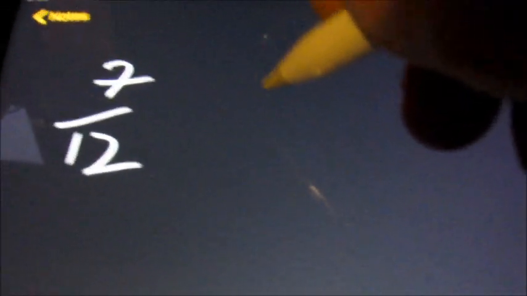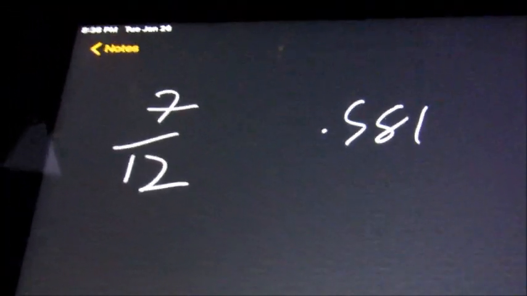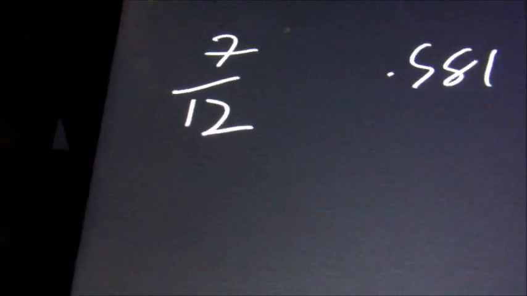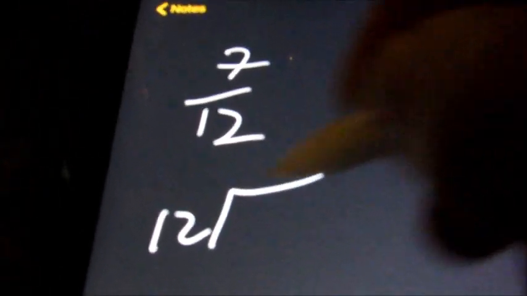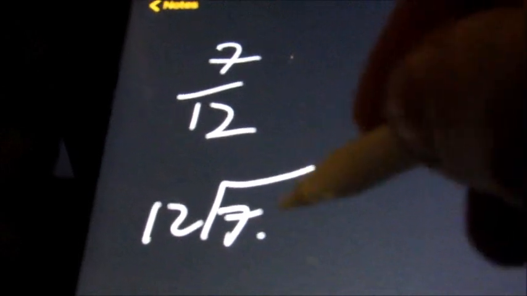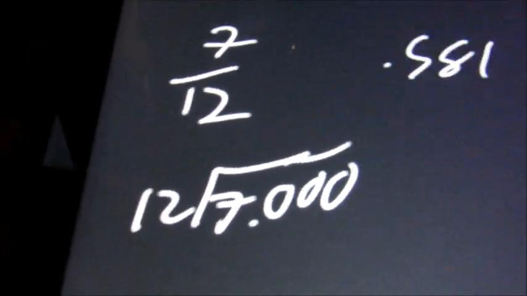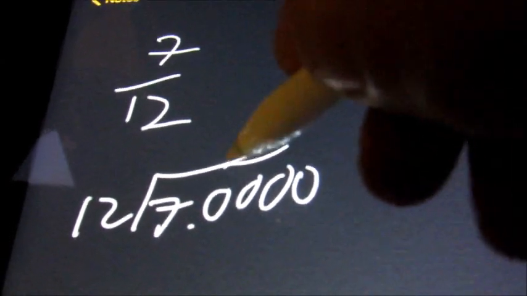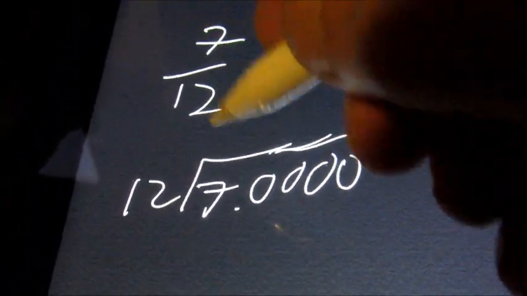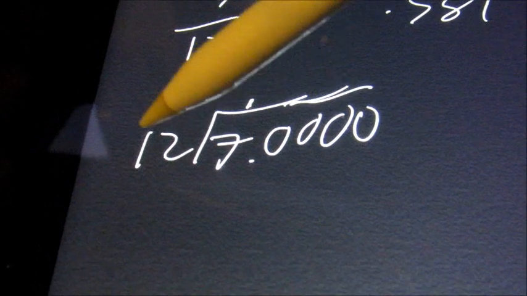Next, we're going to compare numbers. So say we have 7 over 12 and 0.581. So just like we did before, we're going to turn the 7 over 12 into a decimal. So 12 into 7. I'm going to put 0.000 here because I have 3 digits here. Actually, I'm going to put 4 just in case I need it. So 12, we're going to put our decimal.